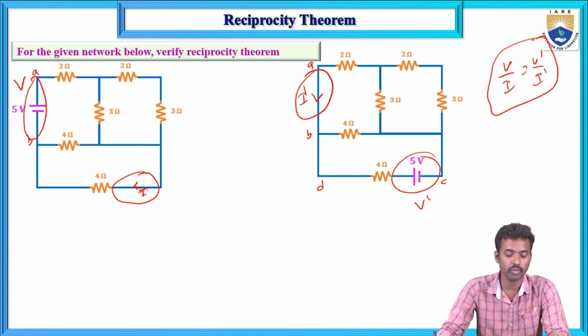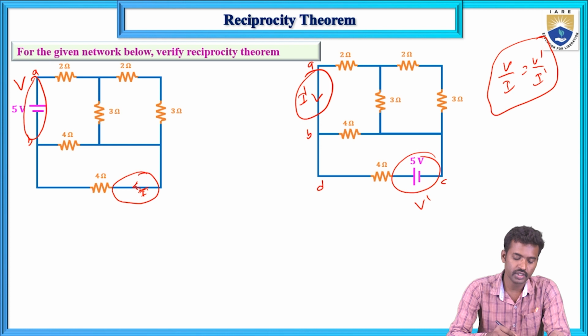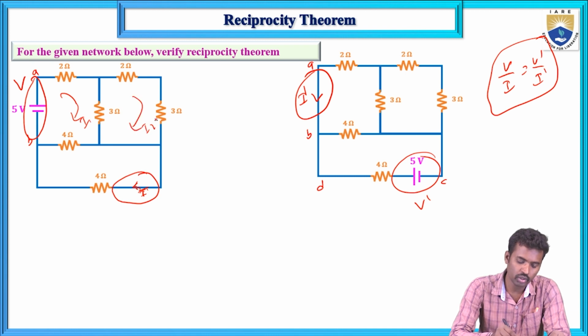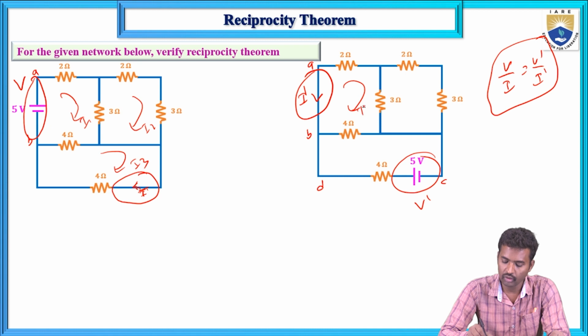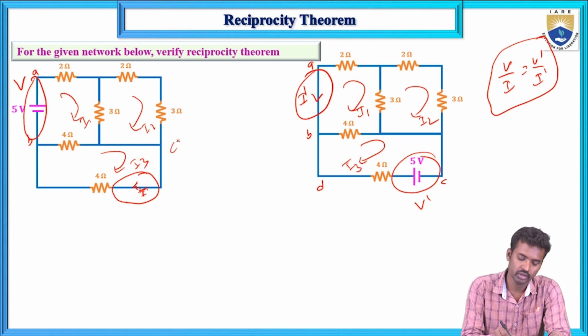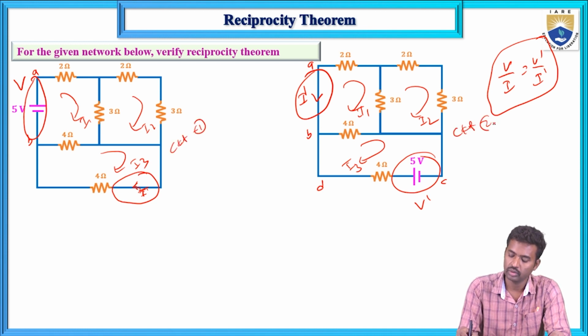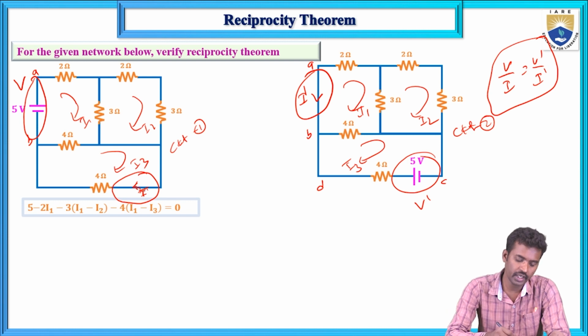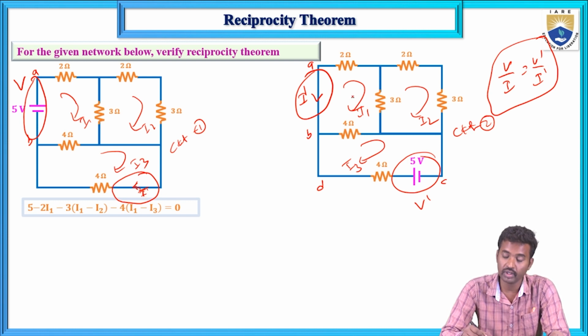According to the reciprocity theorem statement, this must be the same. Now if you apply KVL, we can calculate the I. This is I1, I2 and I3. I1, I2 and I3 are the mesh currents in the clockwise direction for circuit 1 and circuit 2. Now if you apply KVL in mesh 1, the I3 current is the circuit 1 response, and minus I1 current is the circuit 2 response current, that is I dash.